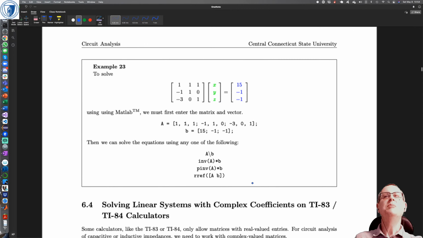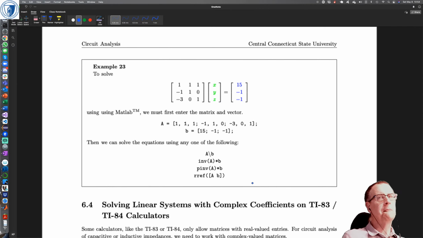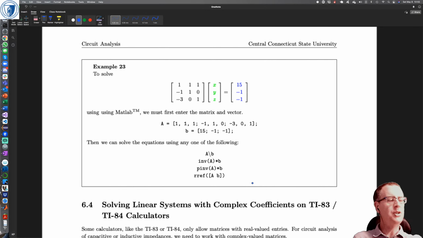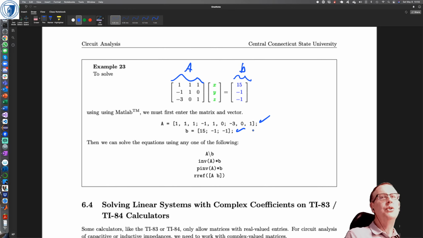Right, and within MATLAB, there are lots of ways you can use to solve the equation. If you have the coefficients of x, y, and z in A, and the constants in B, which is what I've done here and here, then you can use one of those four techniques in MATLAB to find the solution.